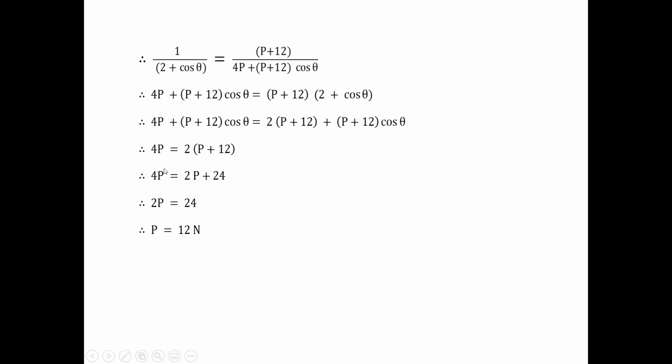Bring this 2p to the left hand side, minus 2p. So 4p minus 2p is 2p, equal to 24. So the force P is equal to 12 Newton. This is the solution of the first problem. Resultant force direction is unaltered, so in both conditions alpha is constant. Alpha gives the direction of the resultant force. This is the solution of the fifth problem.